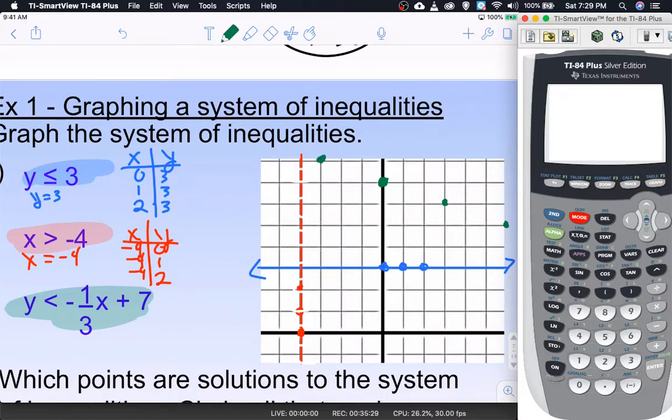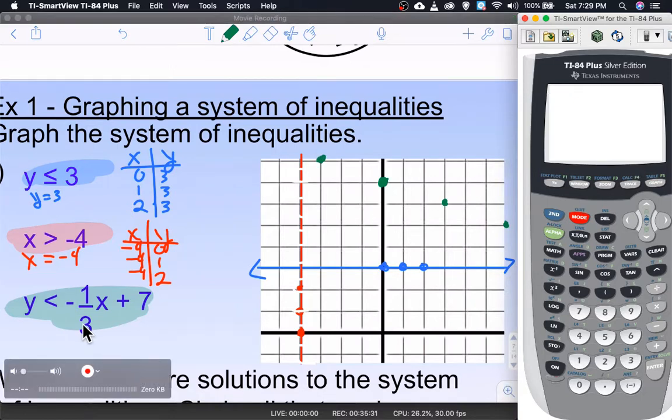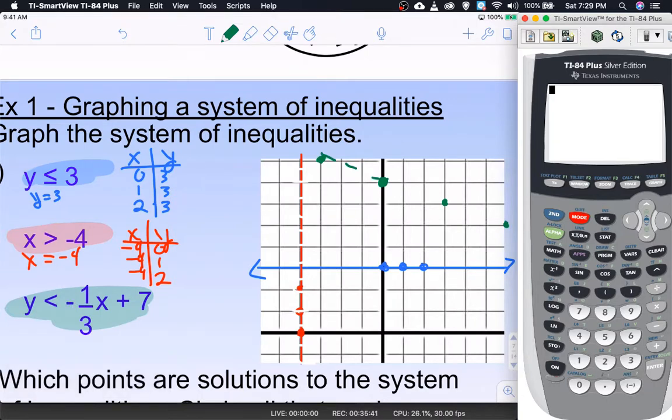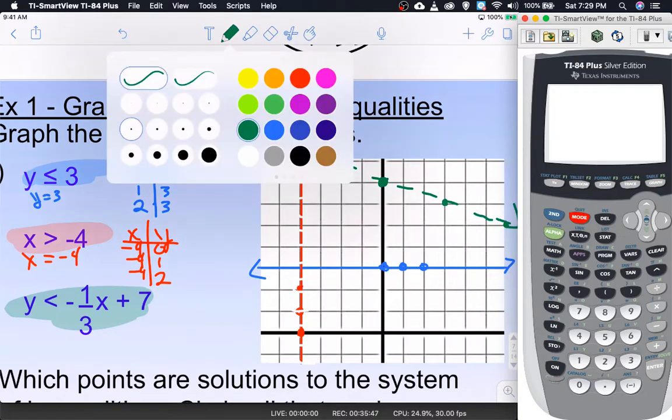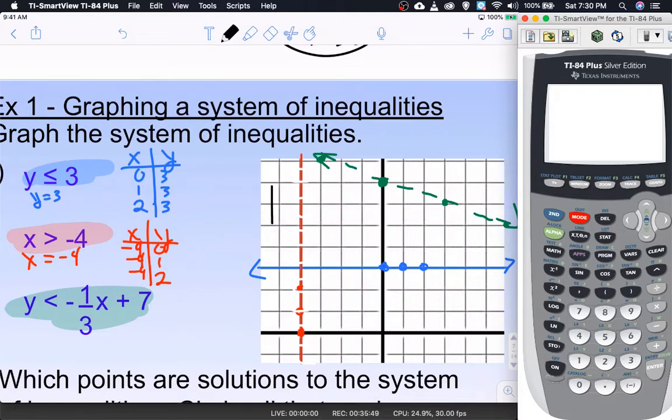So there's all my lines, my dots. This line here needs to be a dotted line because of the inequality. I'll do the ugly dotted line for this one. And now on my graph, I see there's section 1, 2, 3, 4, 5. My 5's a little hard to see. There you go.